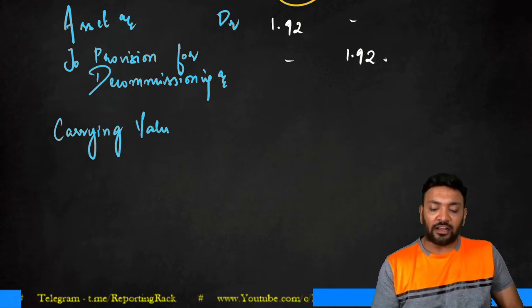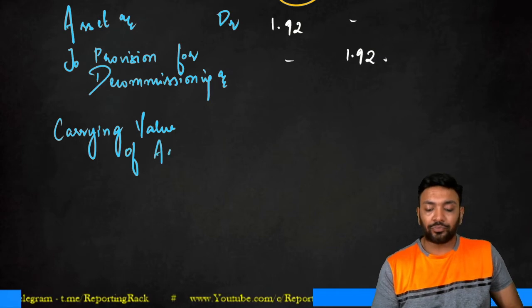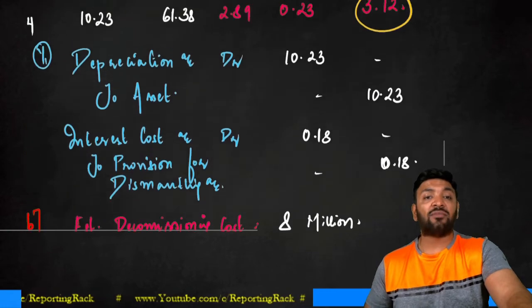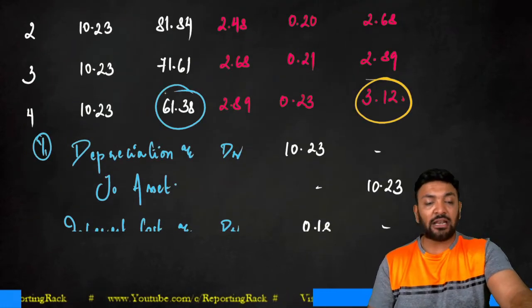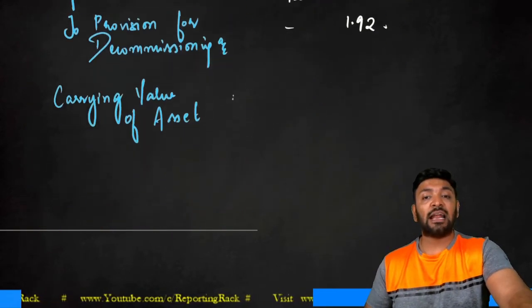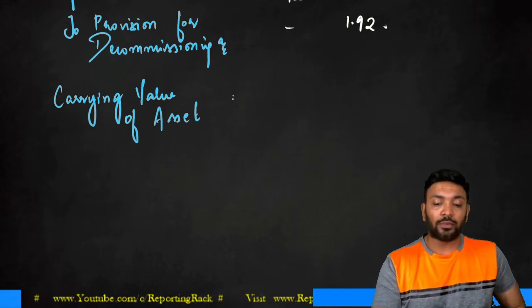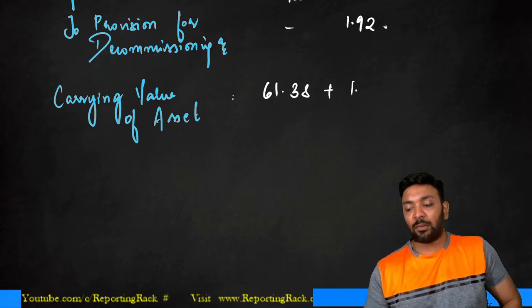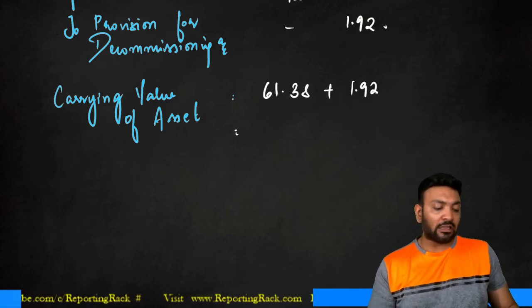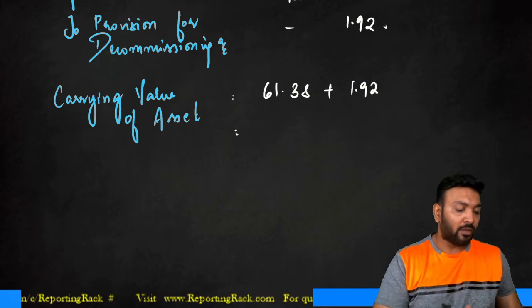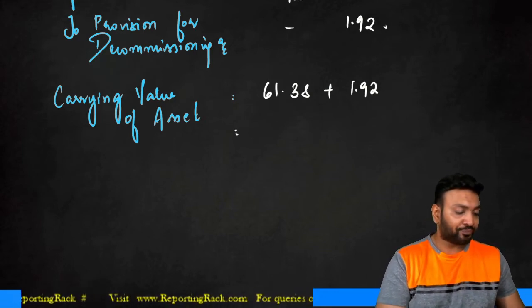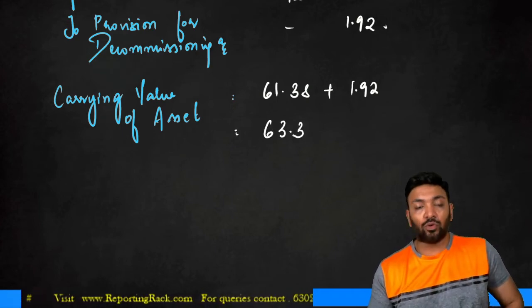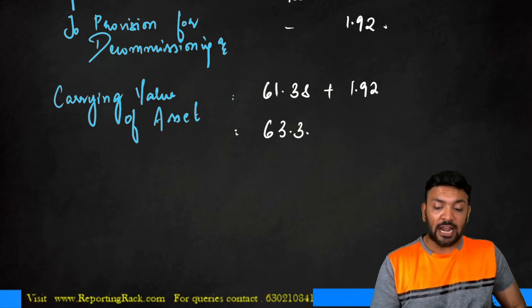Carrying value of asset is equal to, at the end of year 4, the carrying value of the asset was 61.38. This 61.38 should be increased by 1.92. 61.38 plus 1.92. Therefore, the carrying value of the asset will be 63.3. So, what is your depreciation per annum now?